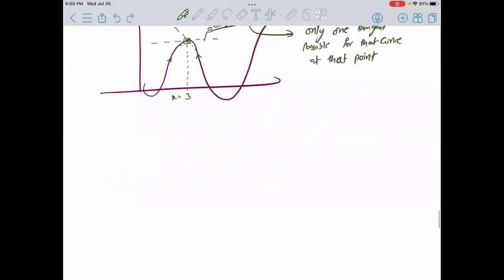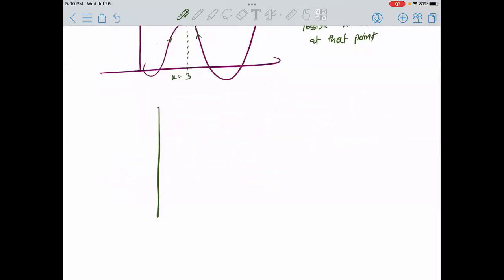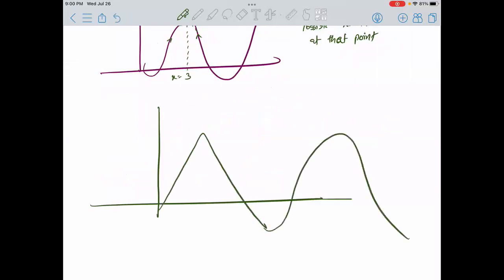Yes, sir. Now let me show you a possibility where you will find more than one tangent. If you want to draw a tangent at this point, suppose this is one possible tangent, the other possible tangent is this, another possible tangent is this, and another is this. There is not a unique tangent. Are you getting this?